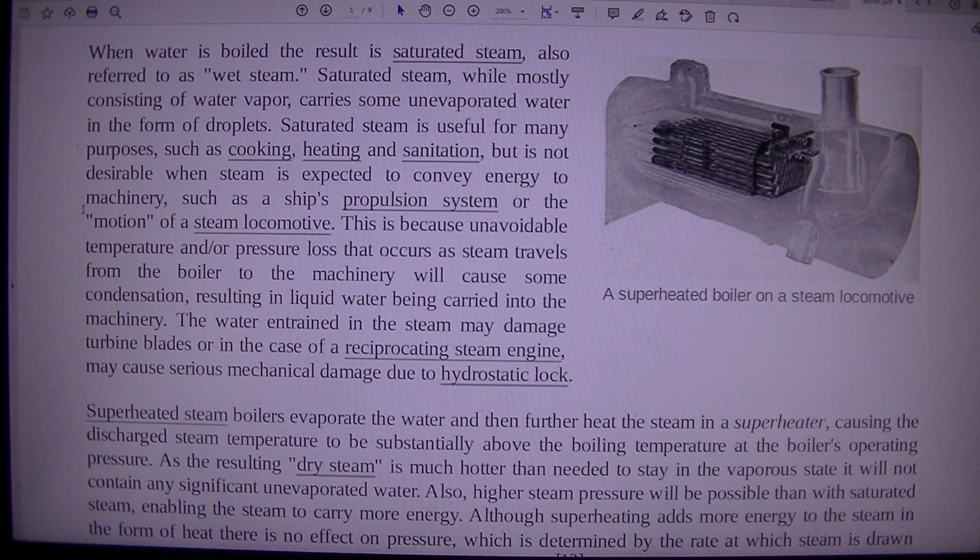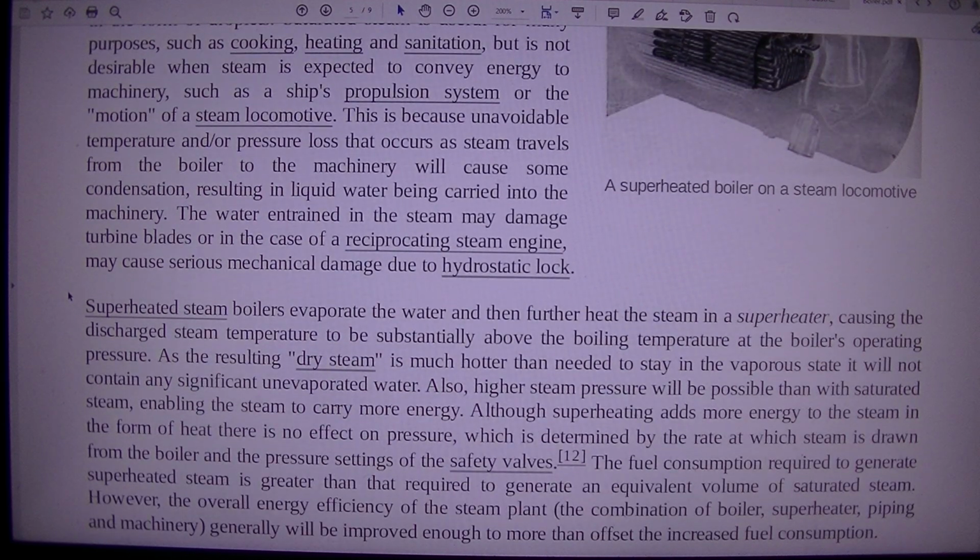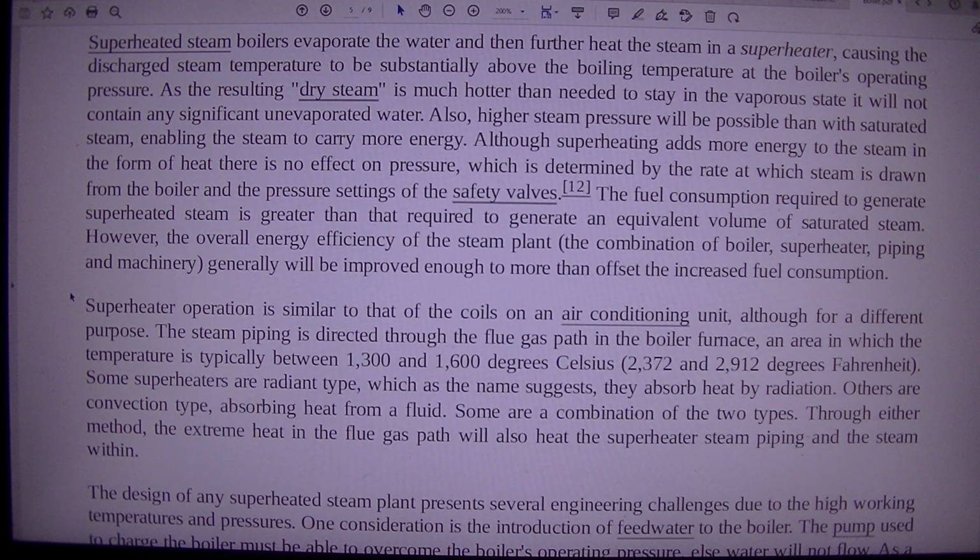This is because unavoidable temperature and/or pressure loss that occurs as steam travels from the boiler to the machinery will cause some condensation, resulting in liquid water being carried into the machinery. The water entrained in the steam may damage turbine blades, or in the case of a reciprocating steam engine may cause serious mechanical damage due to hydrostatic lock. Superheated steam boilers evaporate the water and then further heat the steam in a superheater, causing the discharged steam temperature to be substantially above the boiling temperature at the boiler's operating pressure.